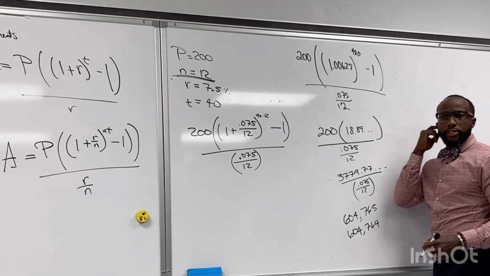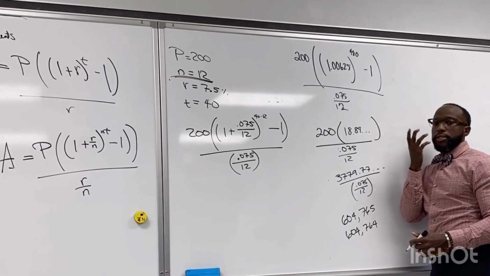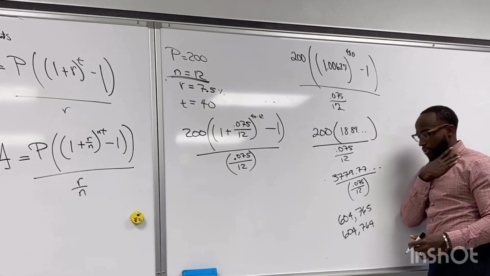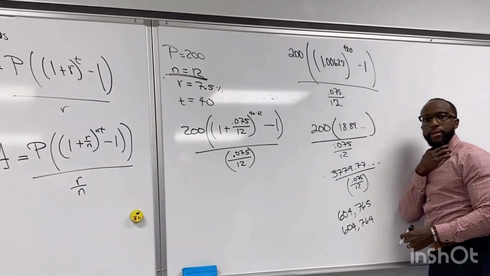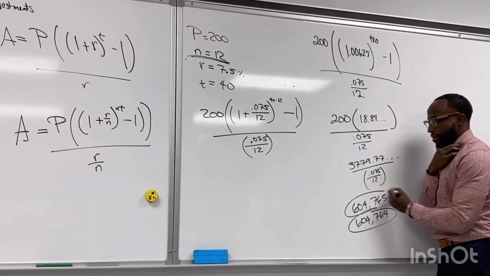Well, look, it's for 40 years though. You deposit $200 12 times for 40 years. So I better have some money in that, right? Right. So now, that's how much is in their IRA.